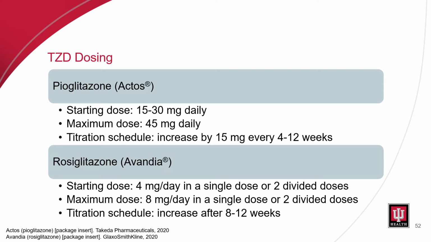This is our TZD dosing, so it does differ slightly for pioglitazone and rosiglitazone. We would start pioglitazone at 15 to 30 milligrams per day and increase by 15 milligrams every 4 to 12 weeks until we hit that target maximum dose of 45 milligrams daily. Rosiglitazone, we would start at 4 milligrams per day, and this can either be in a single dose or 2 divided doses. This will be increased after 8 to 12 weeks to 8 milligrams per day in a single or 2 divided doses.